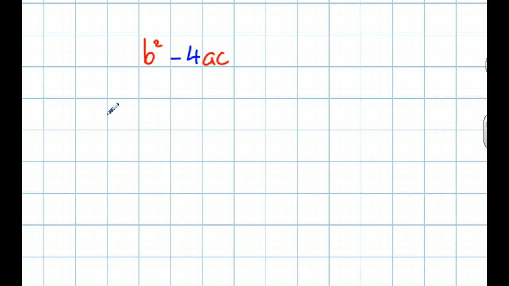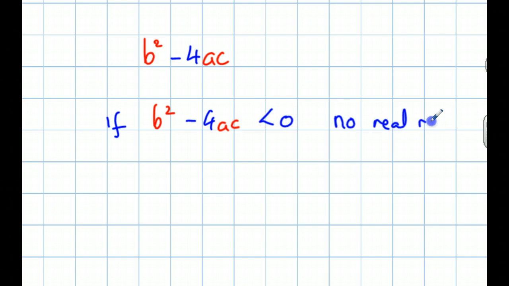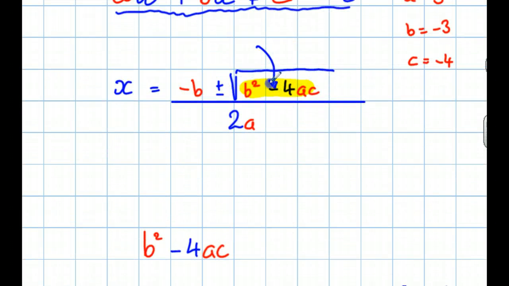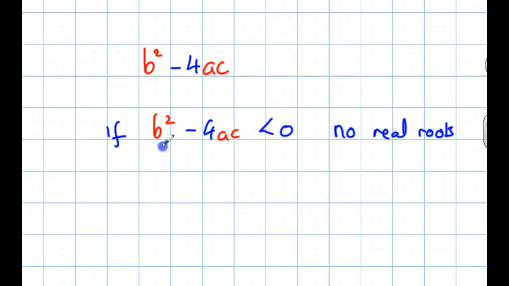Well, if b squared minus 4ac is negative, that is less than 0, then there are no real roots. Let's see why. If I had a negative value in here, the calculator is going to say error. You cannot have a real square root of a negative number. So if this part of our equation is less than 0, negative, there are no real roots.